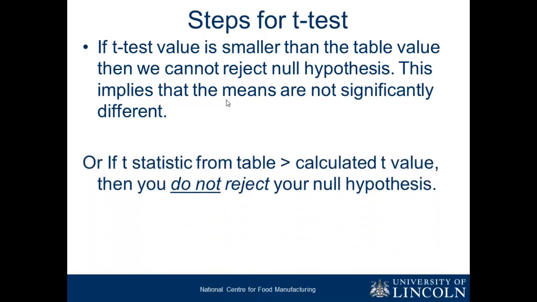Let me put that in other terms. What I'm saying in essence is that if the value you have from the table is greater than the calculated t value, then you do not reject your null hypothesis. I'm saying the same thing but in a different way. If your calculated t value is smaller than the t statistic from the table, you do not reject the null hypothesis. That is to say, they are the same. The means are not significantly different.